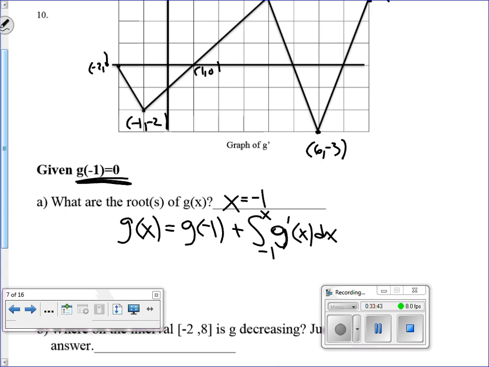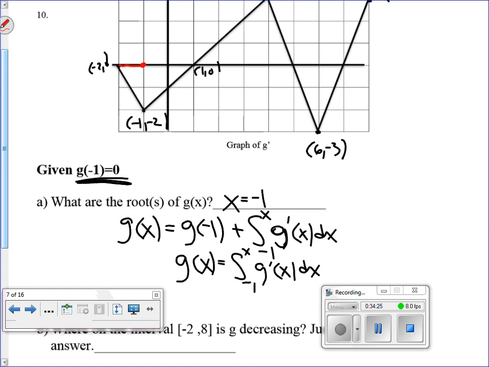And g of -1, remember, is 0. So for this function, g of x is going to equal the definite integral from -1 to whatever x is. So we want to know, is there a number such that if I take the definite integral from -1 to that number, I will get 0? So you want to look at your graph, because you know g of -1 is 0. Starting at 0, if you go left, area above minus area below will never balance out. So we will not have any zeros to the left.